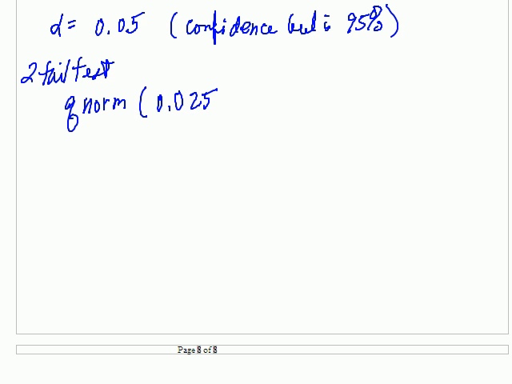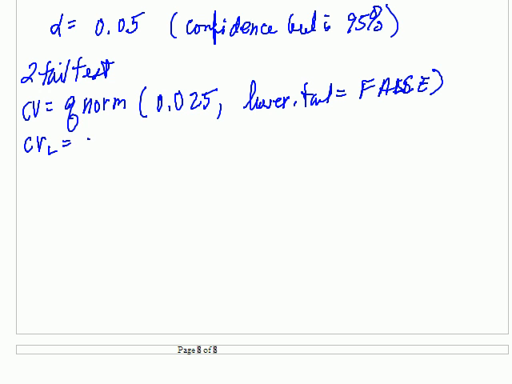All right, and it's just as handy to say lower dot tail equals false, except L usually goes before S in false. Okay, and this will give you the critical value on the right hand side. The critical value on the left hand side is just the negative of this critical value. I can do that because it's symmetric. If you left lower tail equals false off, you would get the negative one, and you just have to, of course, change the sign to get the right one.